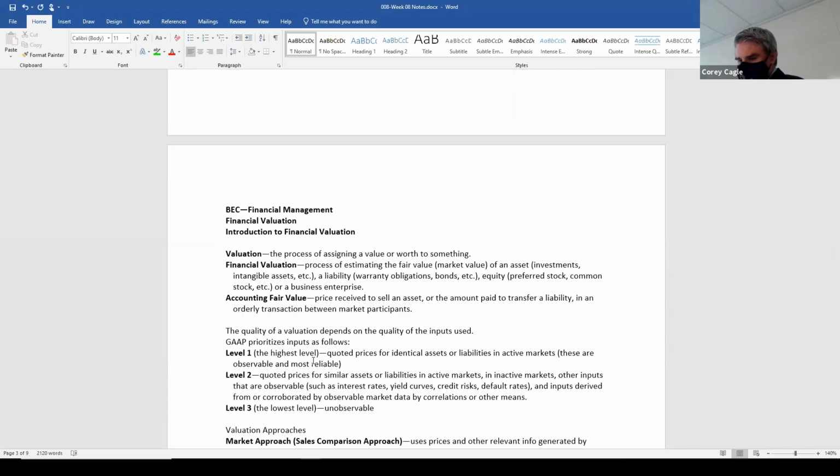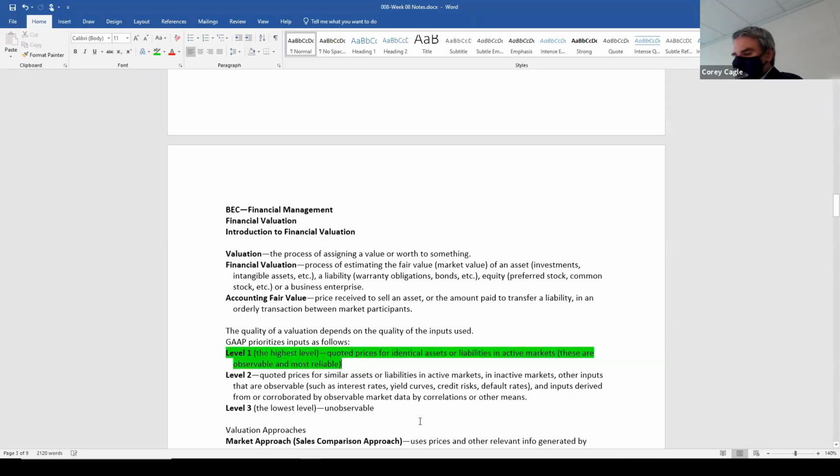So the quality of whatever we're valuing depends on the quality of what we're using to value it. And GAAP, this is important stuff here. GAAP has levels 1, 2, and 3. Level 1 is the highest level of quality, 3 is the lowest, and this is real easy to remember. Level 1 is the highest level. We're talking quoted prices, identical assets, active markets, things you can observe, things that are reliable. That's the best, right?